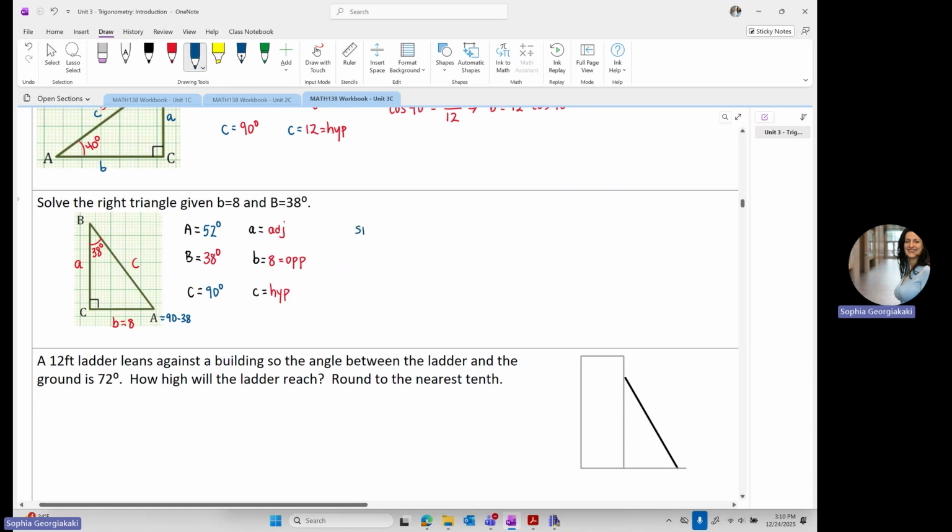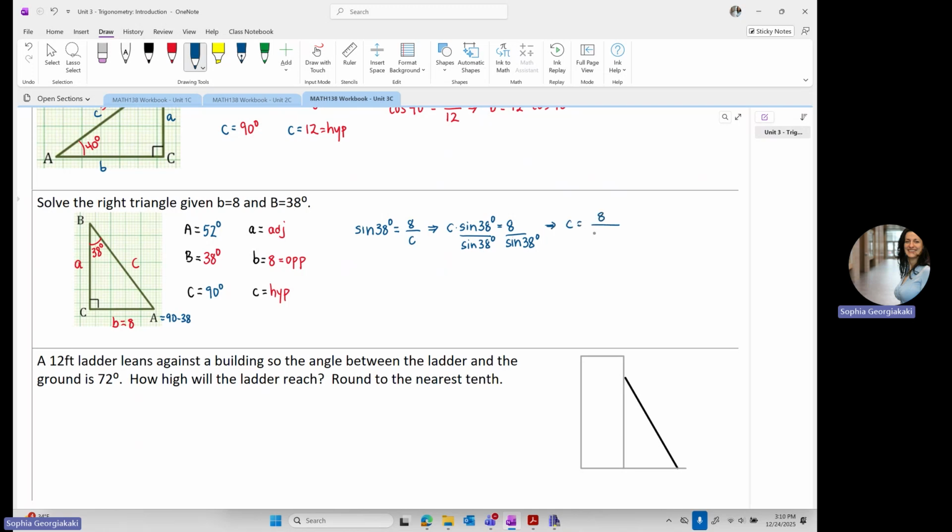So sine of B, which is 38 degrees, equals the opposite, which is 8, over the hypotenuse, which is C. I'm looking for C. So I'm going to multiply by C. C times the sine of 38 degrees will equal 8. And I will divide by the sine of 38, both sides, to find C. So C, the exact answer, will be 8 divided by the sine of 38.